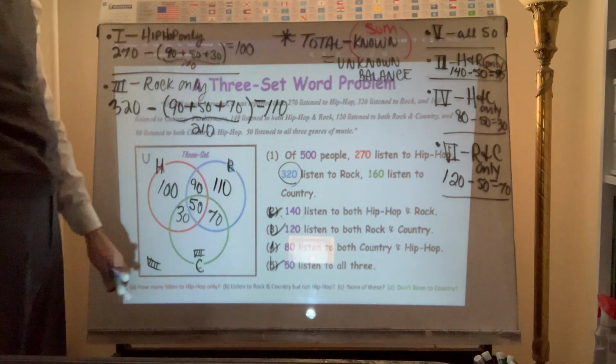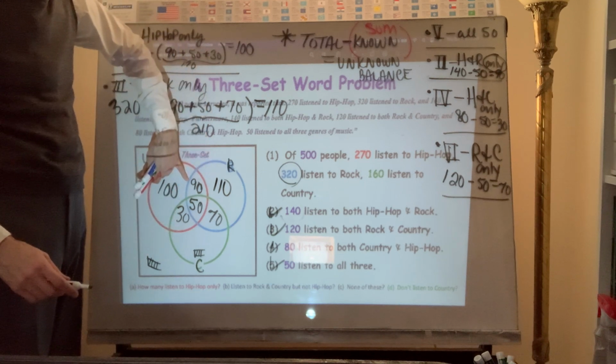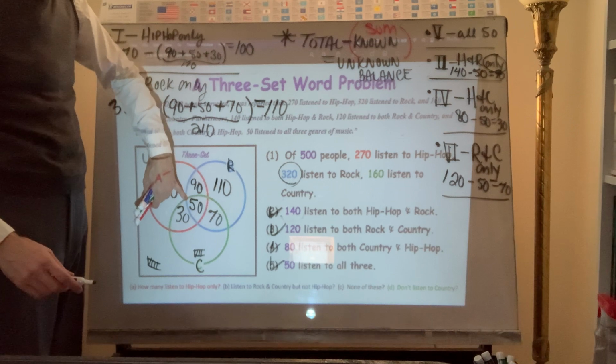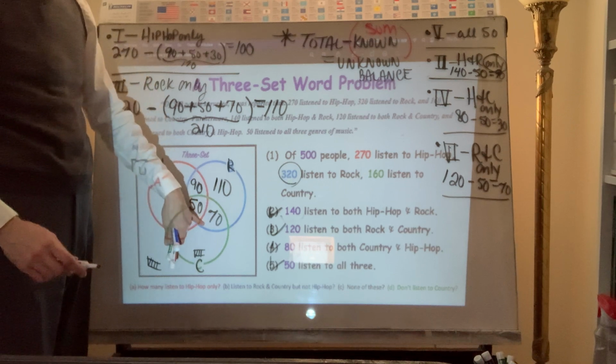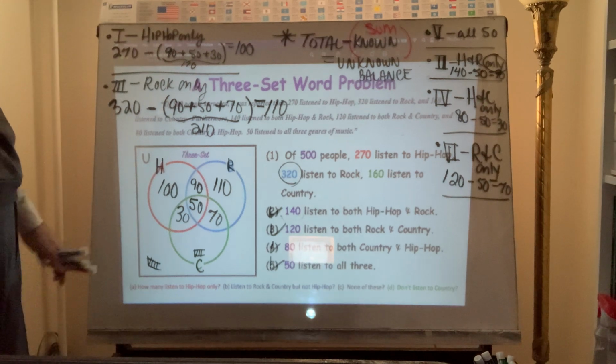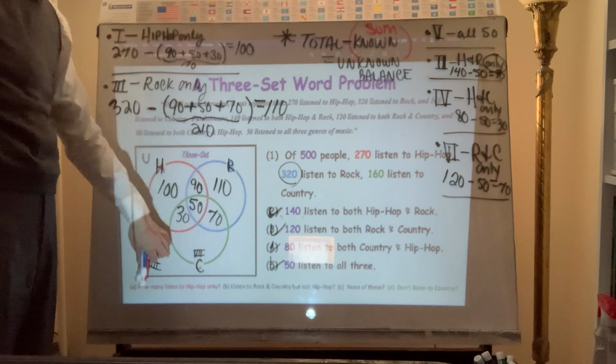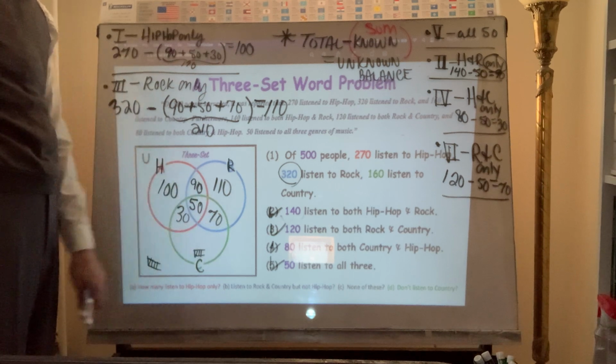Just to verify that it adds up correctly, I'm going to do it now. 110 plus 90 is 200. 200 plus 50 is 250. 250 plus 70 would be 320. One more time, we're going to do region 7 now, the balance, this sort of moon shape here of country.